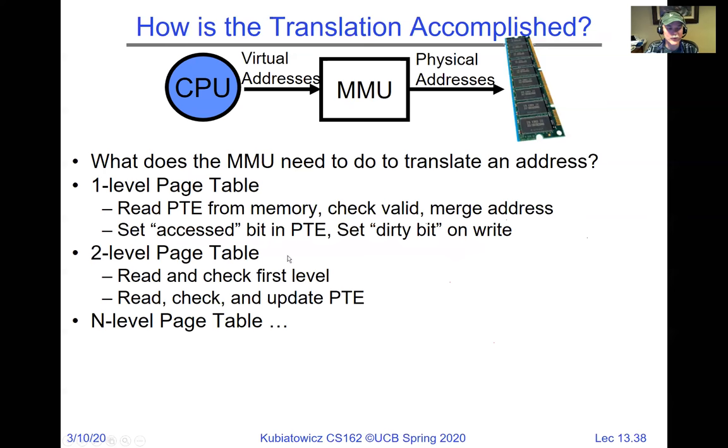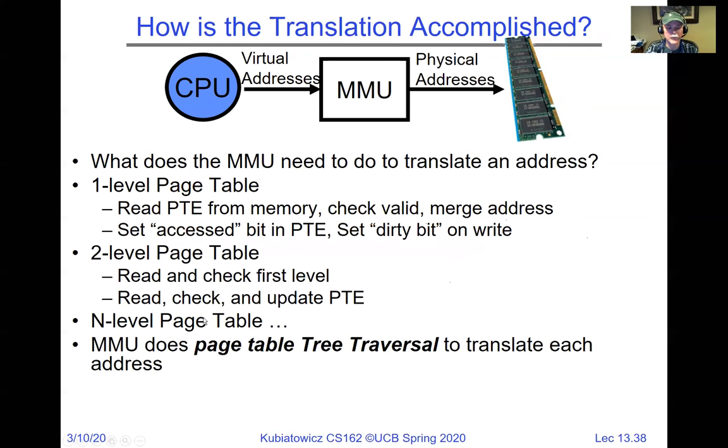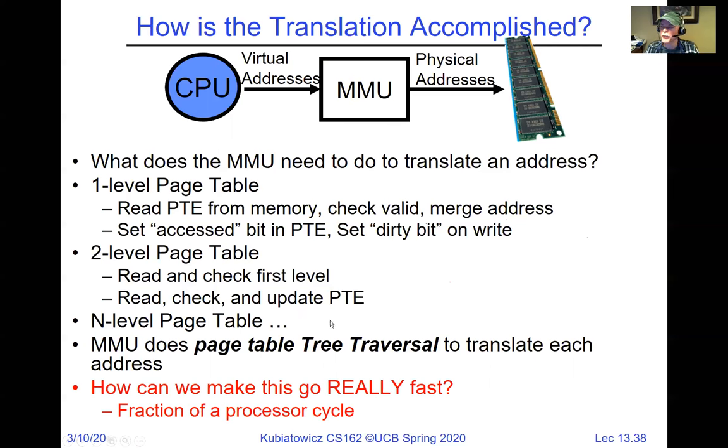If it's an nth level page table, even more. And so the MMU is doing what we would call tree traversal for the page table. Think of the page table as a tree; we're talking forward page tables. It's like a tree of lookups, and we're looking them up in hardware by doing DRAM accesses. And how can we possibly make this go fast?